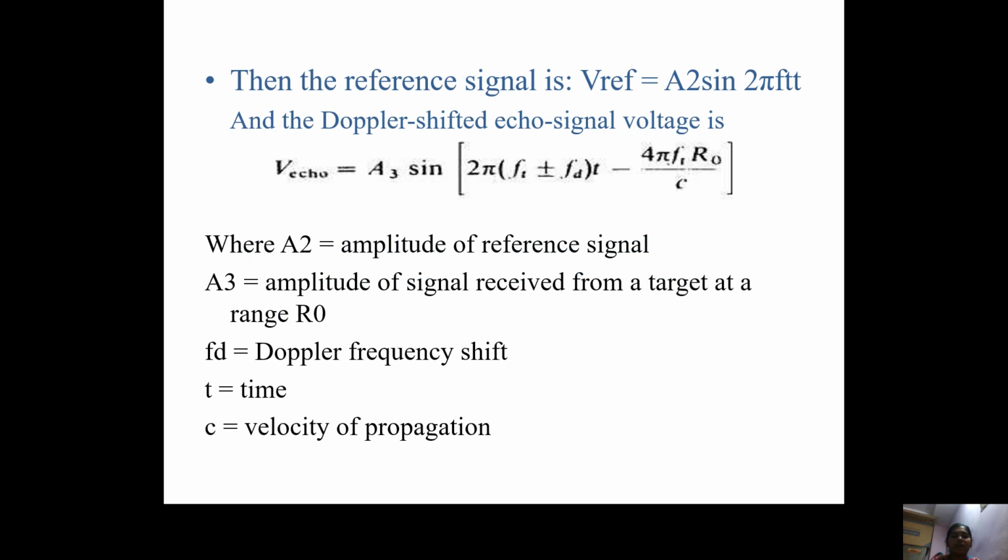This is the echo signal which is received at the receiver. Its voltage is given as V echo equals A3 sin(2π(ft ± fd)t − 4π ft r0/c). This is the voltage of the Doppler shifted echo signal. And let me show you another one, the reference signal.